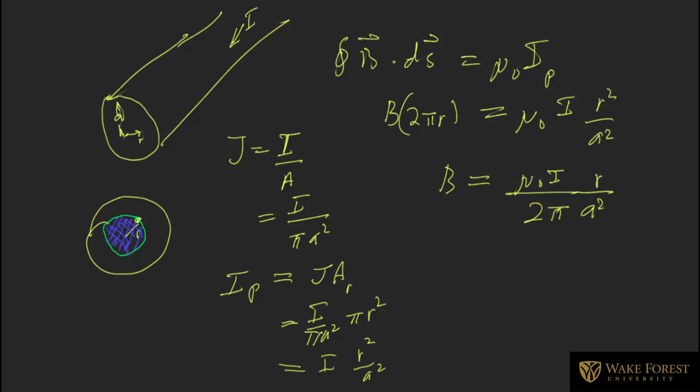Outside, we would use that same expression we had derived earlier. We would find that B then falls off as mu naught I over 2 pi r. But inside, it is increasing linearly.